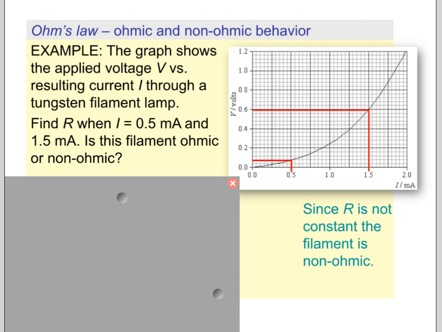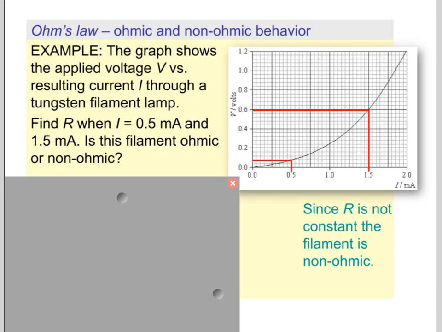So here's a worked example. The graph shows the applied voltage V versus the resulting current I through a tungsten filament lamp. So that's an old school lamp. Find R when I is 0.5 milliamps and 1.5 milliamps. Is this filament ohmic or non-ohmic?